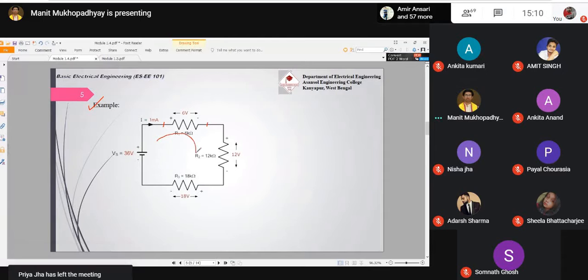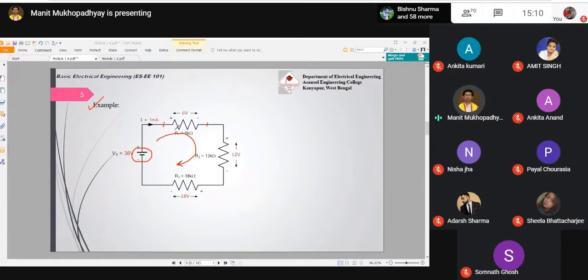So current I is flowing in this loop, and this voltage source is called an independent DC voltage source, right? And this is the resistor across which we need to calculate the voltage drop, and the polarity of the voltage drop is just the opposite of the source, because it is the voltage that we are losing.